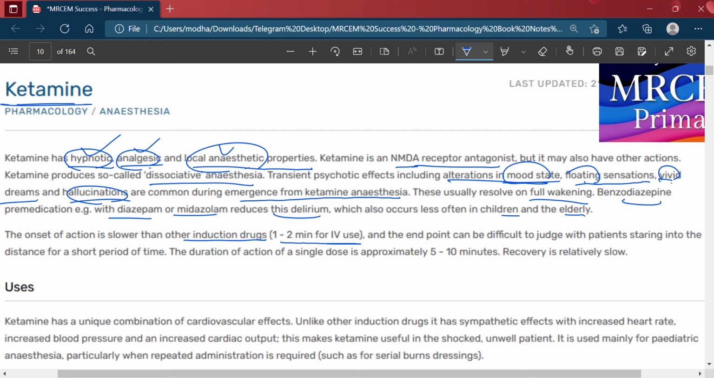this delirium. The onset of action is slower than other induction drugs, 1 to 2 minutes for IV use, and the end point can be difficult to judge with patients staring into the distance for a short period of time. The duration of action of a single dose is approximately 5 to 10 minutes, and the onset of action occurs in 1 to 2 minutes. Recovery is relatively slow.